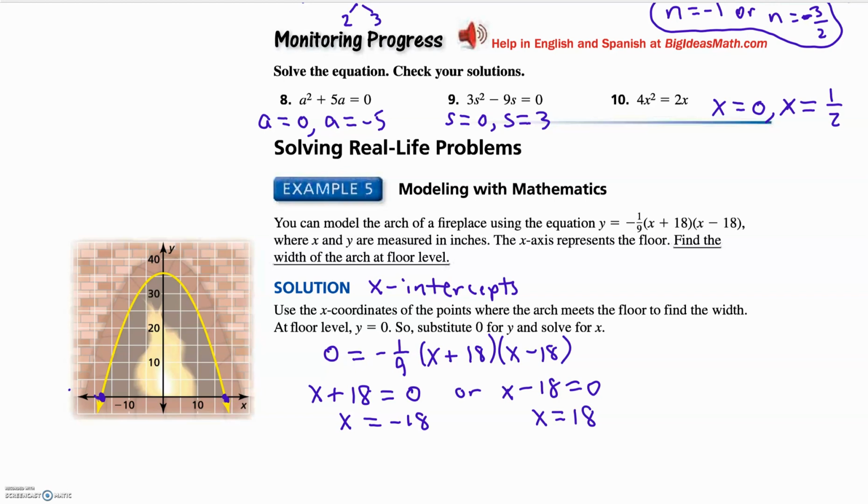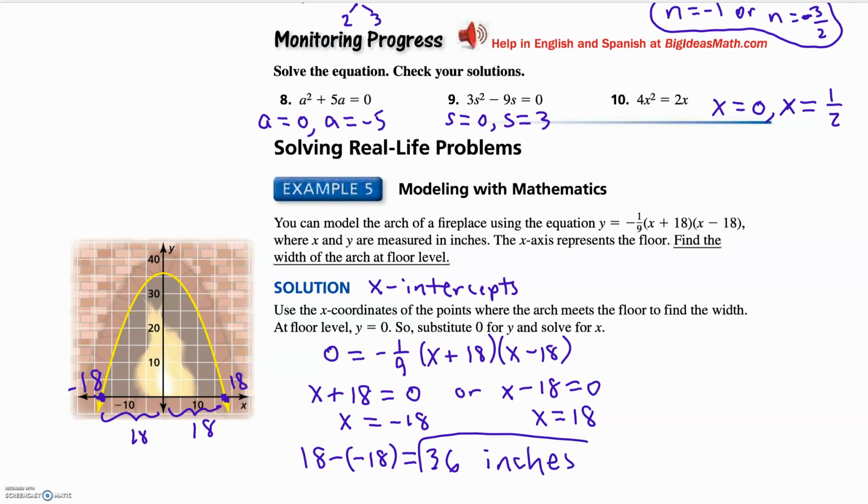What that tells us is the x-coordinate of this x-intercept is negative 18, and this x-intercept over here is positive 18. If we find the difference between those, the bigger one minus the smaller one, that will give us the distance, or we could just do distance of 18 plus distance of 18 and find that the width is 36 inches. And we're done.